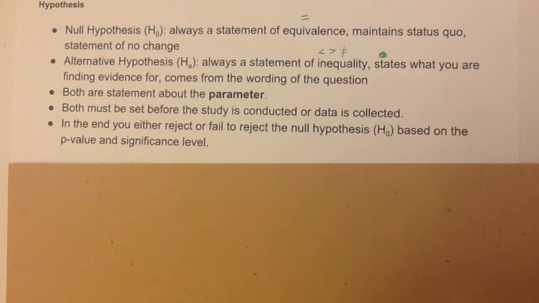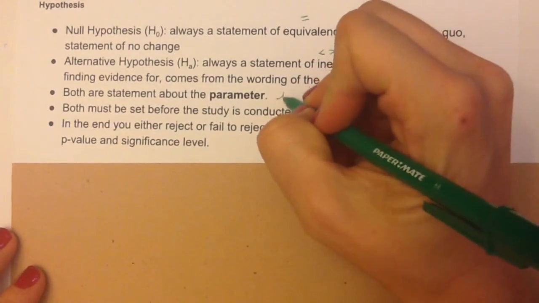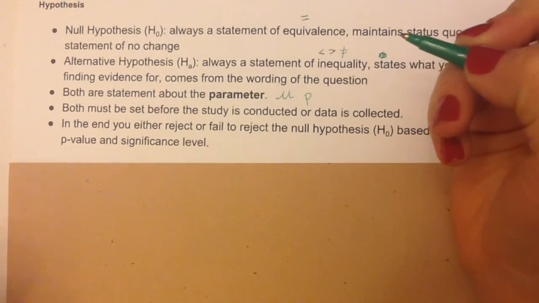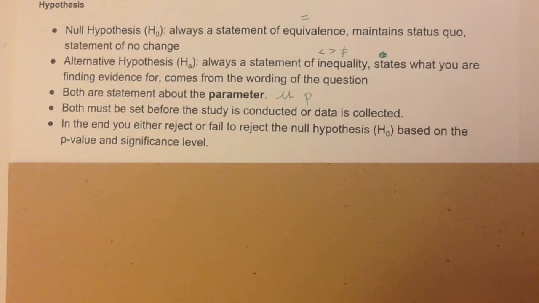Both of them are statements about the parameter. Make sure you're using notation about the parameter. So we're always using notation such as mu or p. We're not using x bar or p hat. Both must be set before the study is conducted or data is collected. This is what you're doing in the very beginning. You figure out your hypotheses before you do anything else. Then you gather your data and you test that data against your hypotheses.